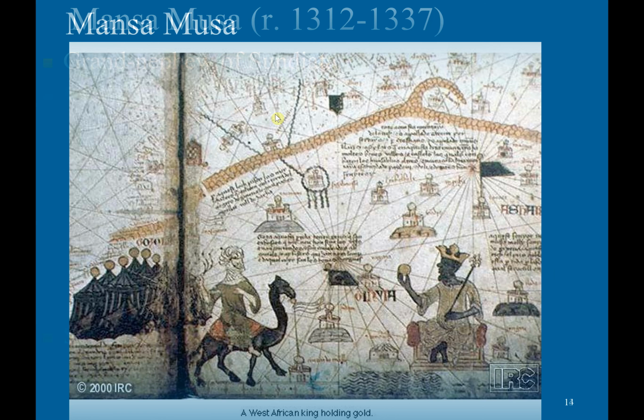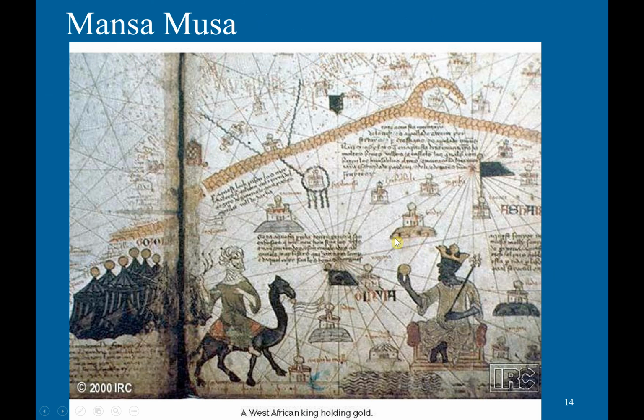And this is a map. This is a depiction of Mansa Musa and a picture of his realm. During his reign, he was known for being fabulously rich. In fact, as he traveled on the Hajj along his caravan, he brought so much gold with him that it actually caused runaway inflation.